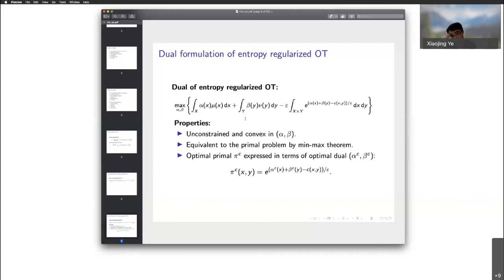And it's equivalent to the primal problem. What we're going to use here is that the optimal transport plan pi epsilon, which is the solution for the primal problem, can be explicitly written as a function of the dual variables. So suppose we solve this dual problem and get alpha epsilon and beta epsilon, then we can get the optimal primal solution in this explicit form. This is a very nice property for the regularized OT, and it is not necessarily true for the standard or original OT. So that's a very nice property of the dual problem.